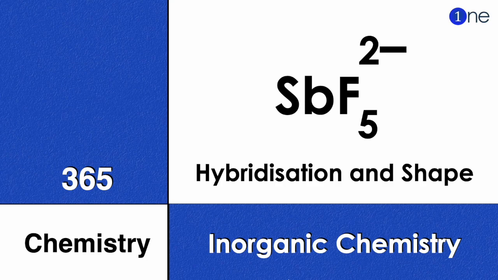Inorganic chemistry questions for you. Here antimony pentafluoride is given, which is a dianion. You should find the hybridization and shape of it.